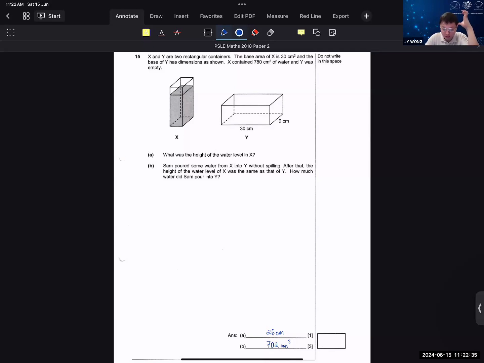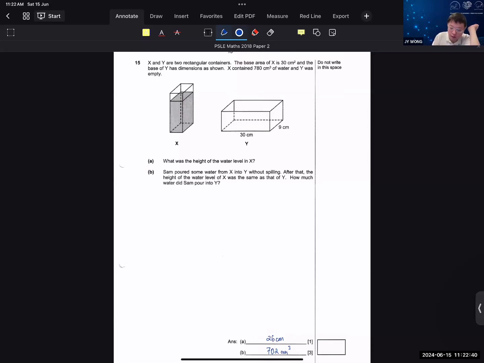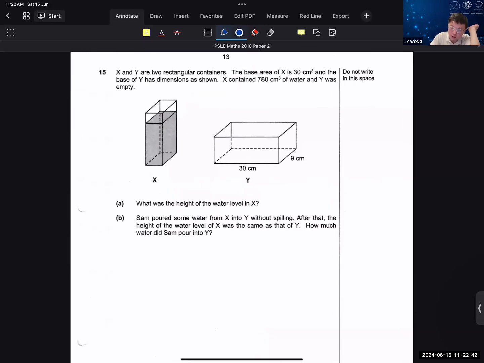Obviously, part A is 3 marks. This one, you have no reason for getting it wrong. Part A is literally 3 marks. What was the height of the water level in X? They give you the base area of X is 30. So always make sure you read the question carefully.